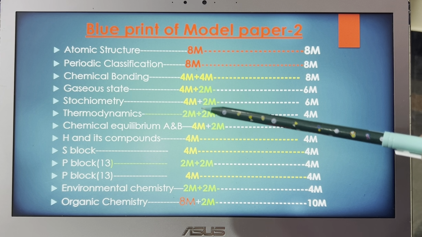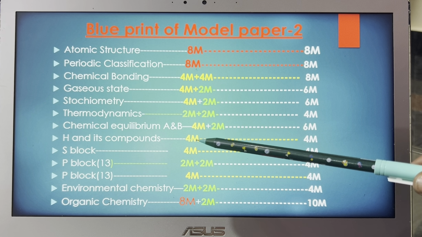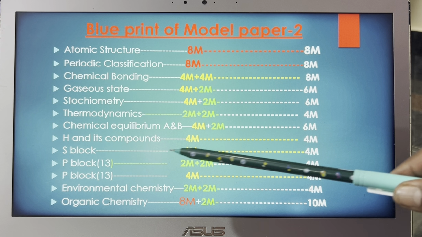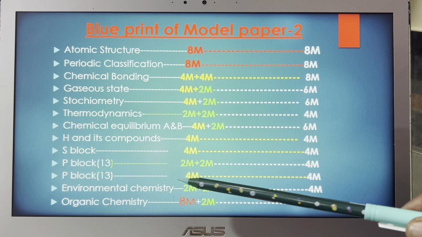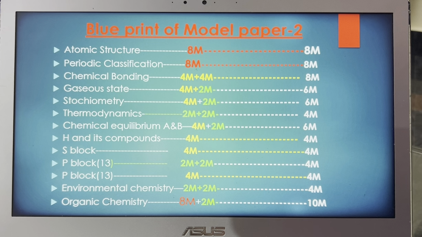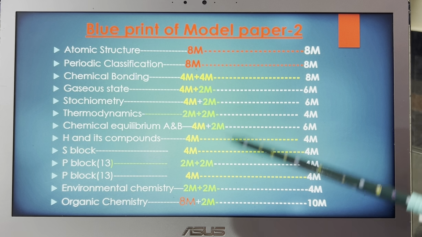stoichiometry 4 marks, chemical equilibrium and acids and bases 4 marks, hydrogen and its compounds 4 marks, S block 4 marks, and P block, that is 14th group, again 4 marks. So the remaining all are 2 marks, that is 10 2 marks are there.